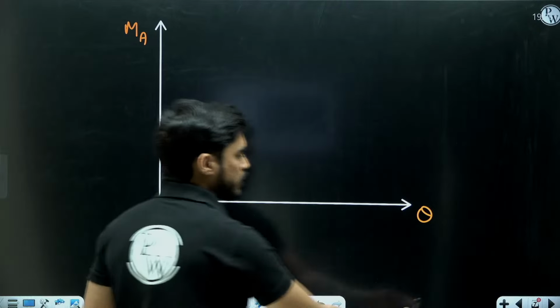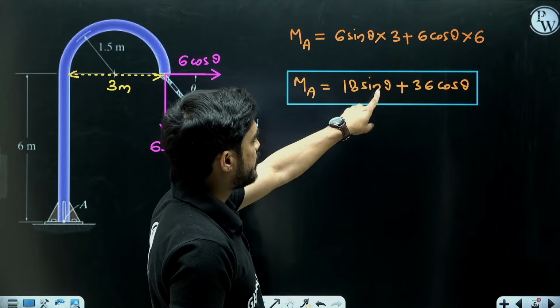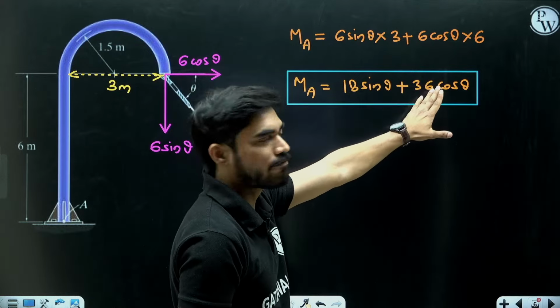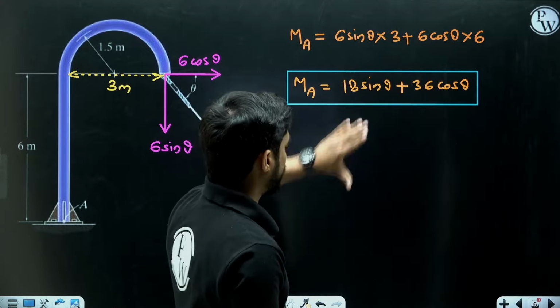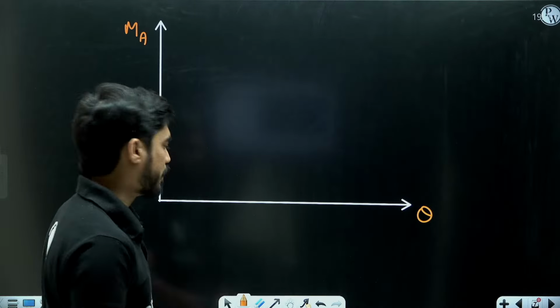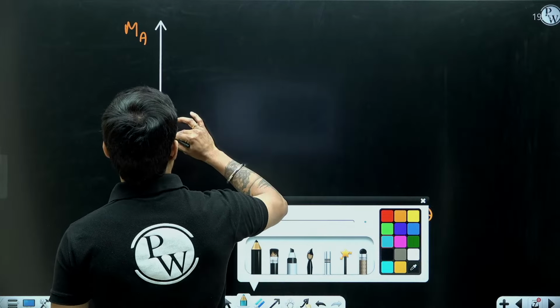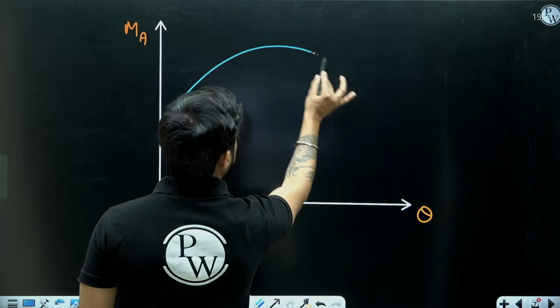Okay, so if I put theta equal to 0, then you can see that sin 0 will become 0, cos 0 will become 1. So you will get some moment. So even at theta equals 0, the moment will have some value. Now this curve is going to be something like this.